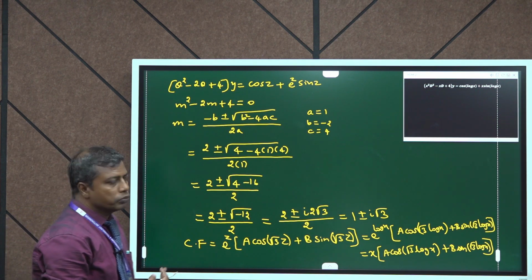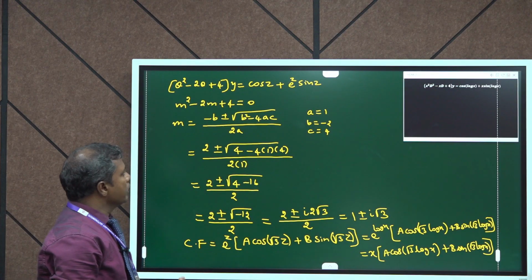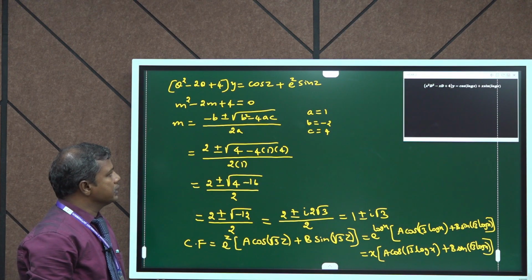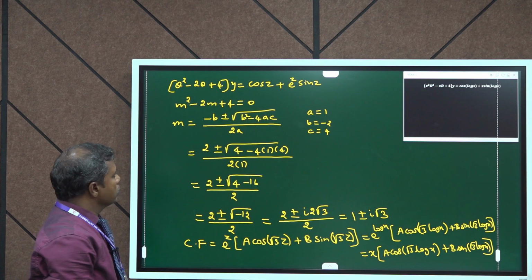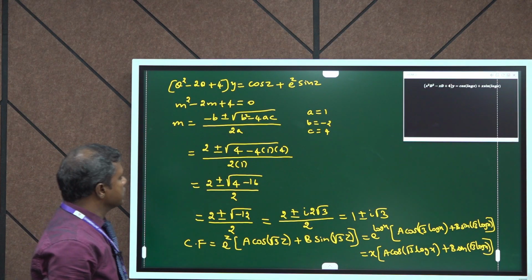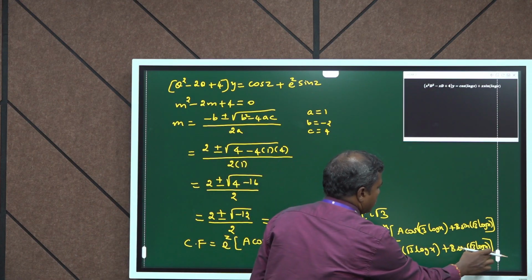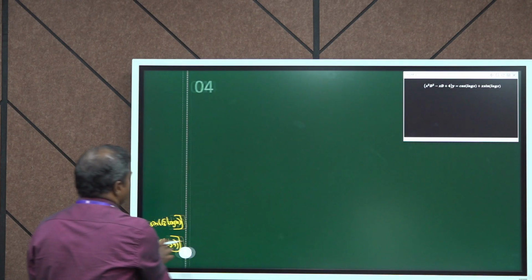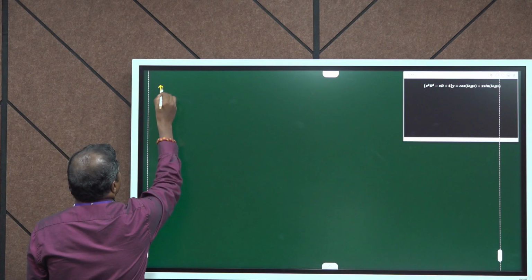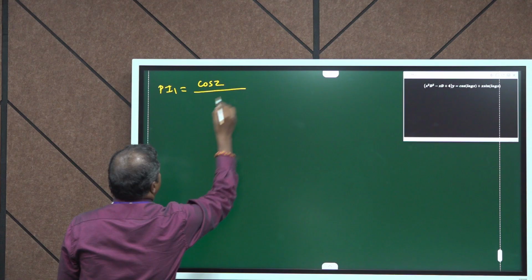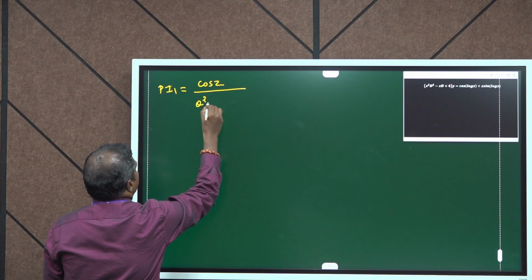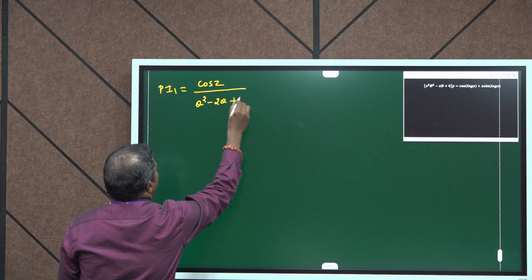Okay. Next, let us find the particular integrals. Here there are two terms on the right hand side, namely cos z and e power z sin z. So, we find the particular integrals one by one. First, we consider the function cos z. So, PI1 is cos z by theta square minus 2 theta plus 4.